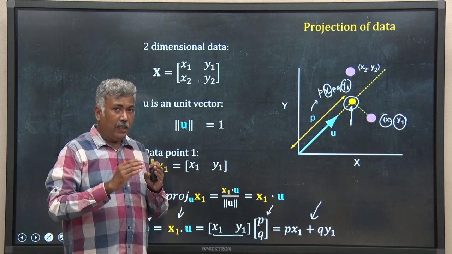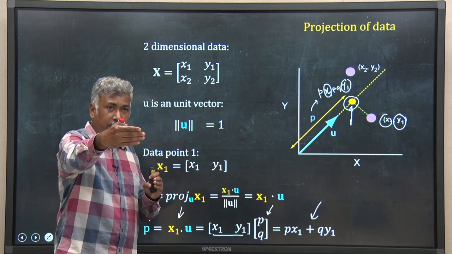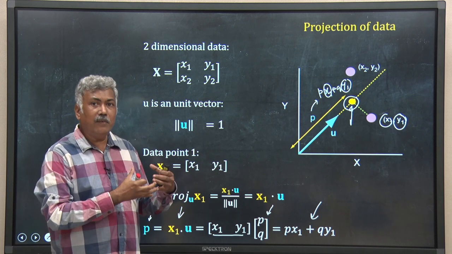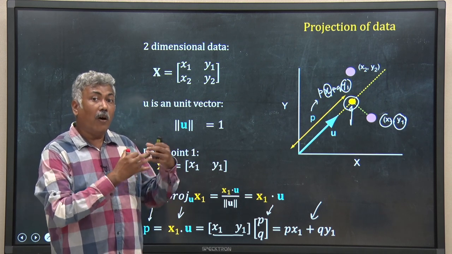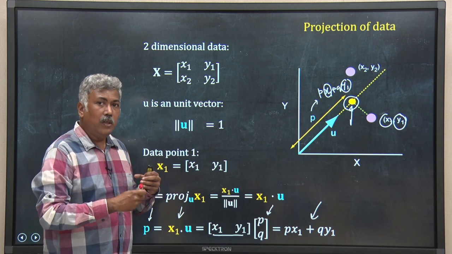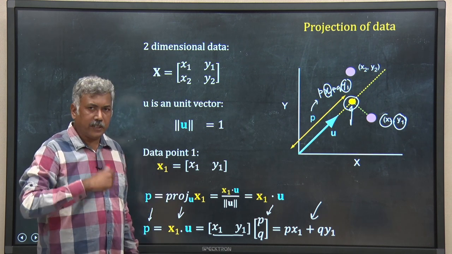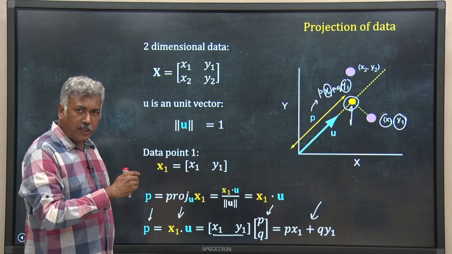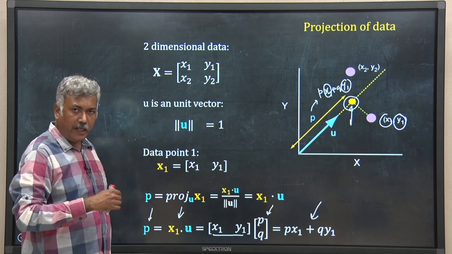In PCA, when we project in new coordinates, the position of the projected data retains the linear combination of the original data, right? So, PCA is a sort of linear transformation. So, now I have explained the projection of a data point on a unit vector using a 2 by 2 matrix.